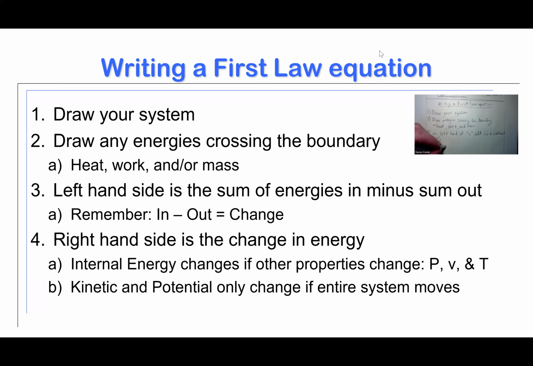On the right-hand side of the equal sign, we're going to write energies that change. And that's going to be U, the internal energy. It's going to be kinetic energy. That's going to be potential energy.